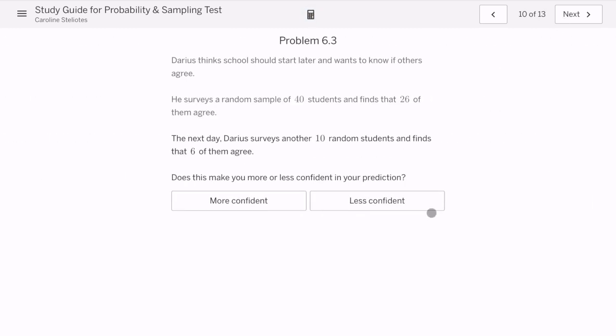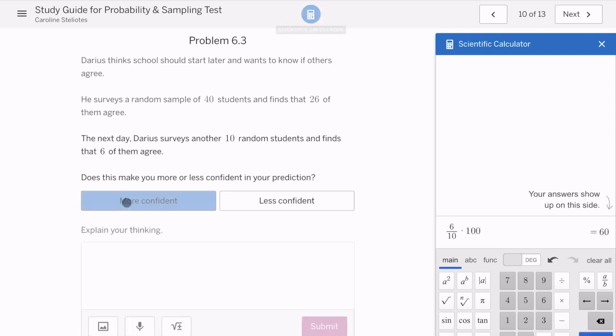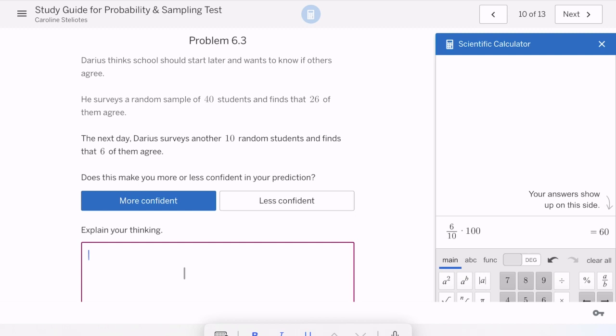Cool. And then problem 6.3. So same setup again. The next day, Darius surveys another 10 random students and finds that 6 of them agree. Does this make you more or less confident in your prediction? Okay, so we have 6 out of 10, which is going to be 60%. So we did another sample, and we found that 60% of students agreed. In the last sample, we had 65%.